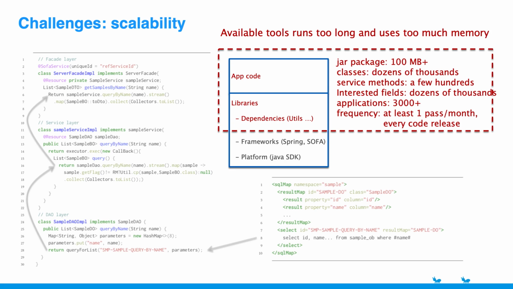Some scenarios require scanning the application at least once per month. Some scenarios require running the analysis for every code release. Thus, we need a highly scalable static taint analysis tool. However, when we try to use available tools, they run too long and consume too much memory.